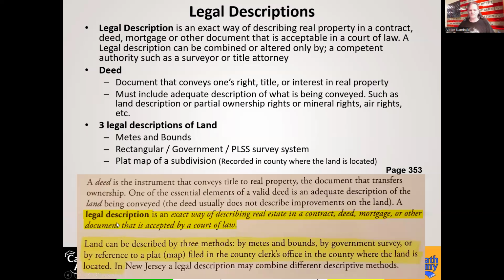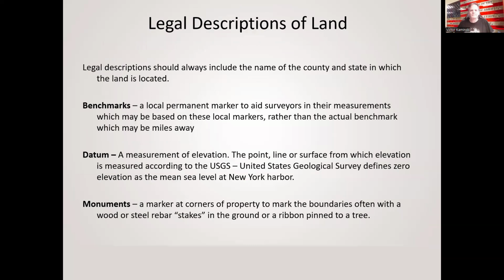So let's highlight the legal description and the 3 legal descriptions. So legal descriptions should always include the name of the county and the state where the land is located.